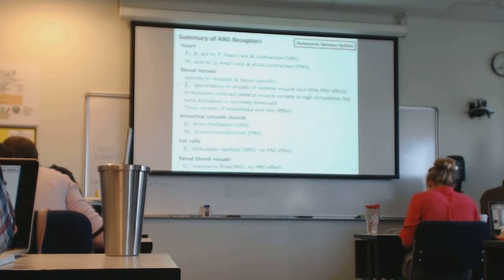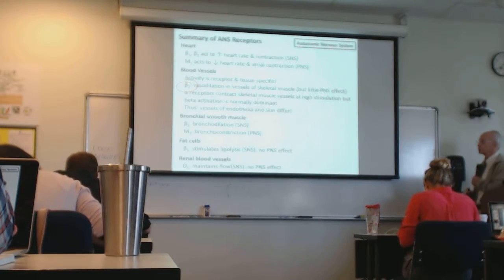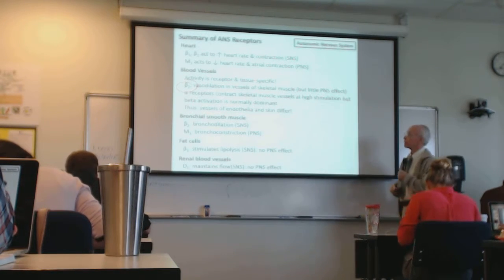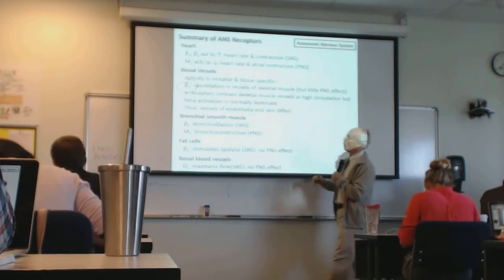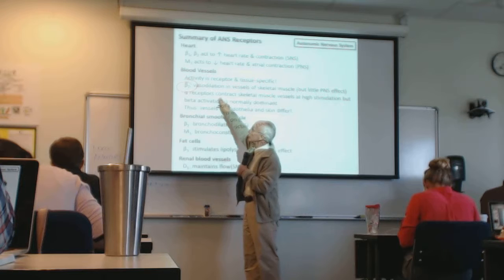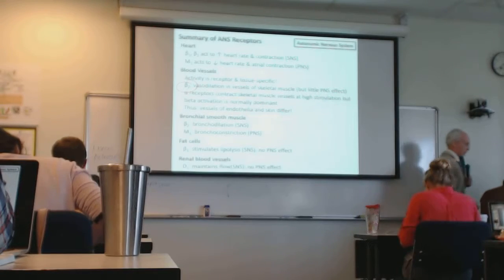Beta 2, again, vasodilation, especially skeletal muscle. And alpha 1 are your vasoconstrictors. Alpha 1 are your vasoconstrictors, beta 2 are your vasodilators.